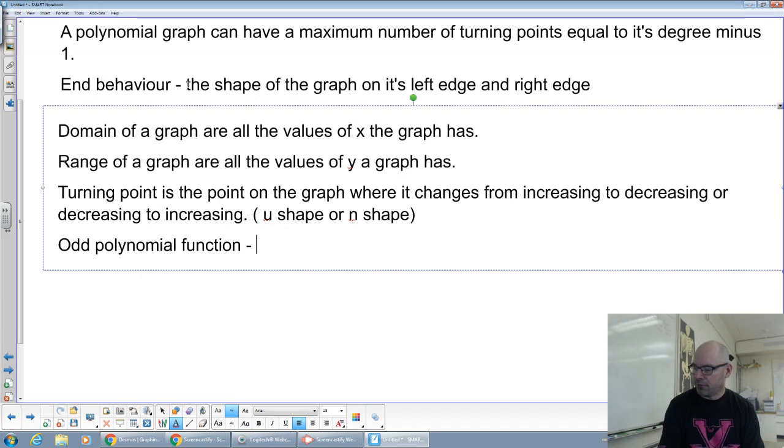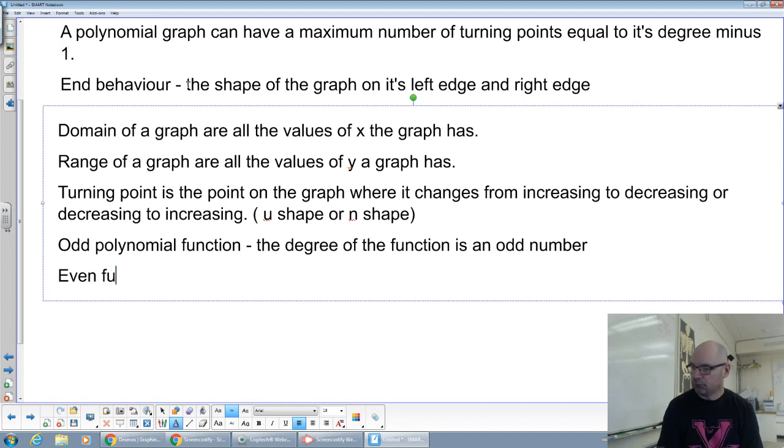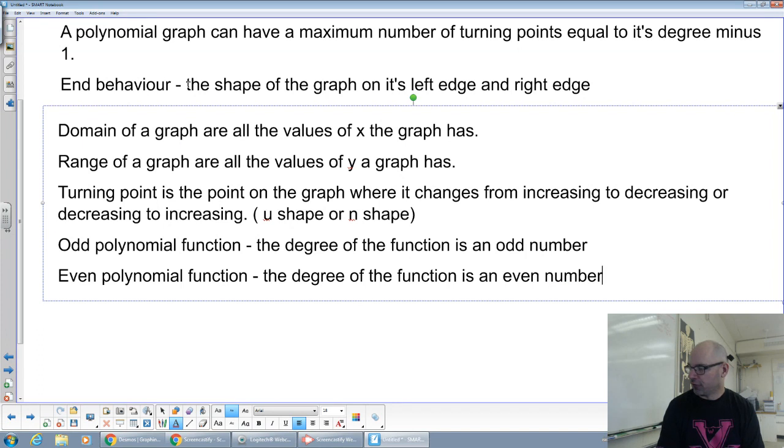This is where the degree of the function is odd. An odd number. 1, 3, 5, and so forth. An even polynomial function, sorry, is where the degree of the function is an even number. 2, 4, 6, and so forth. So that's all the definitional type stuff we need.